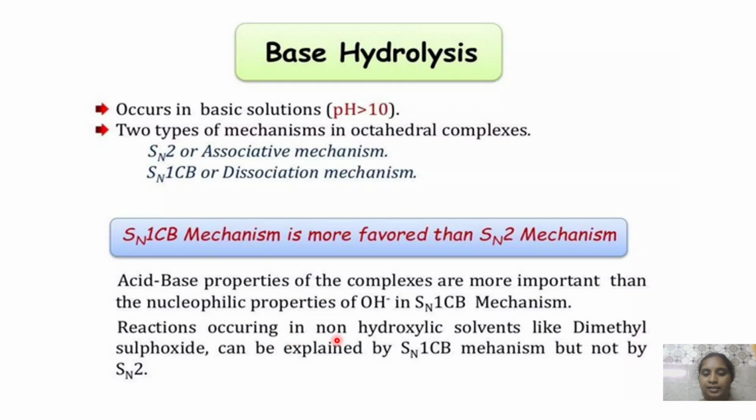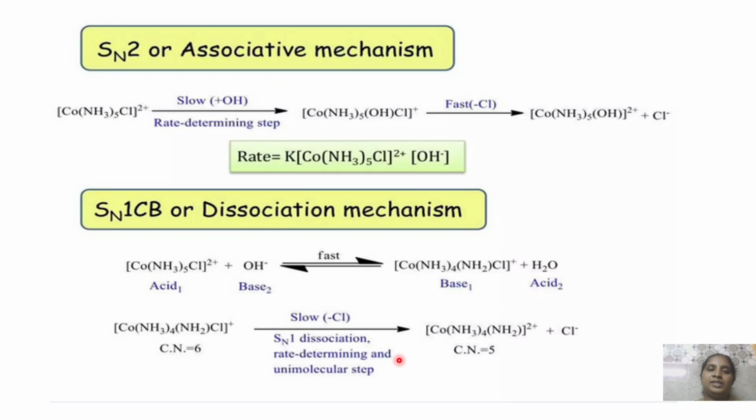Reactions occurring in non-hydroxylic solvents like DMSO, dimethyl sulfoxide, can be explained by the SN1CB mechanism but not by SN2. What is the SN2 or associative mechanism?